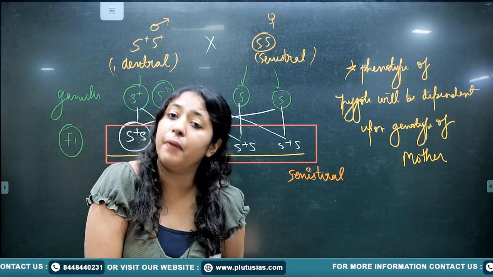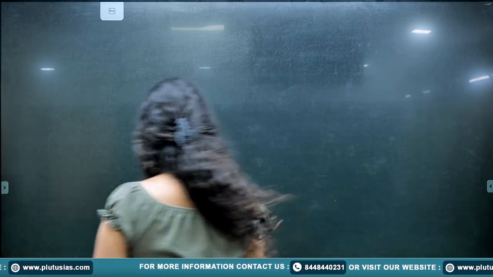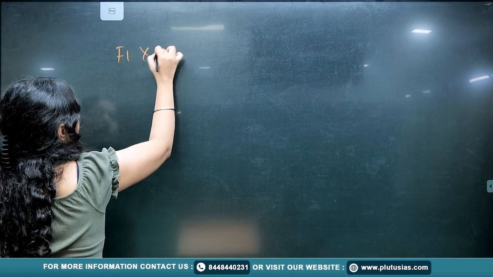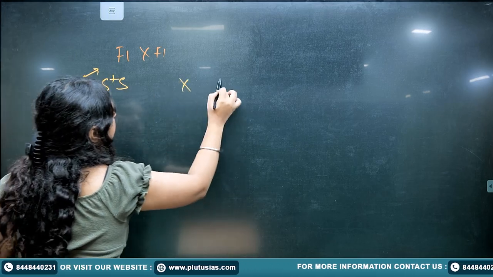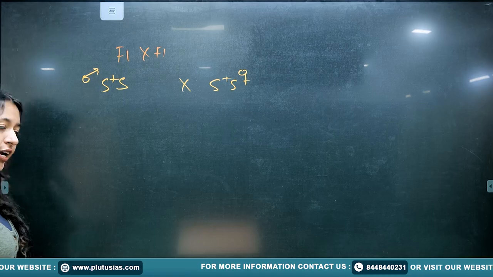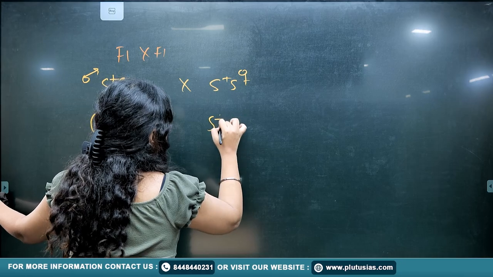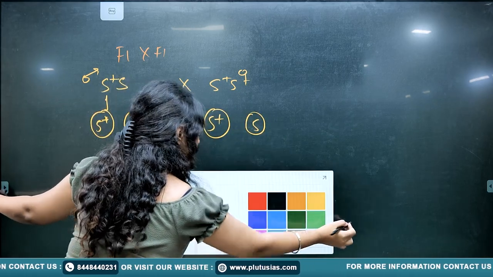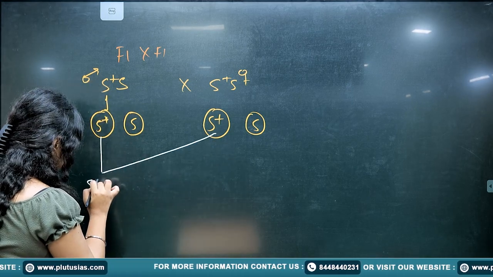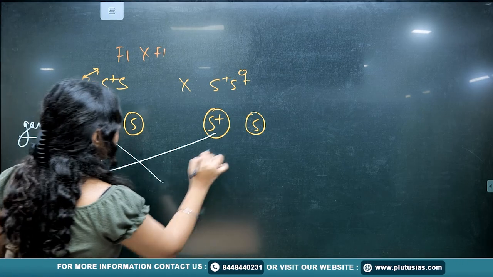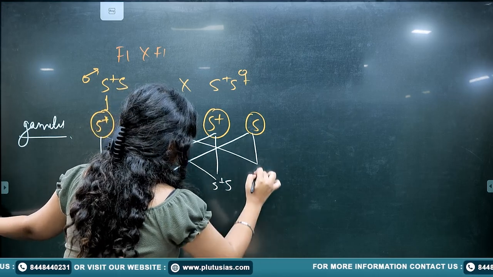To understand it one step ahead, what can we do? We can cross F1 with F1. Let's do it. That means we are crossing S plus S male with S plus S female. What will be the gametes? The gametes will be S plus and S on each side. So my progeny will be somewhat like this: S plus S plus, S plus S, S plus S, and SS.